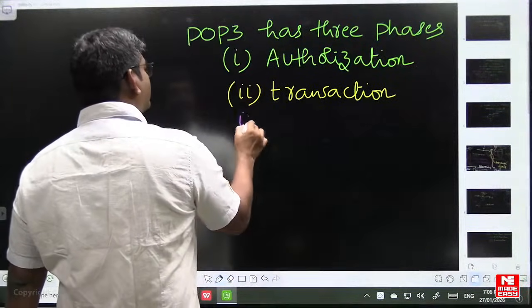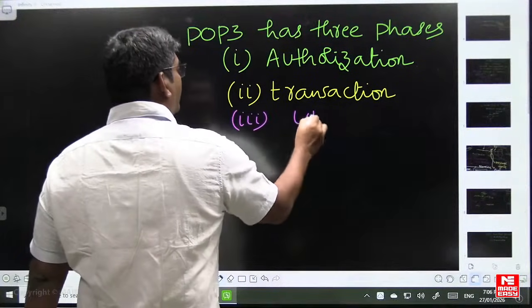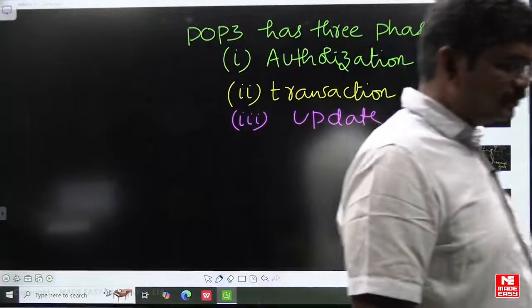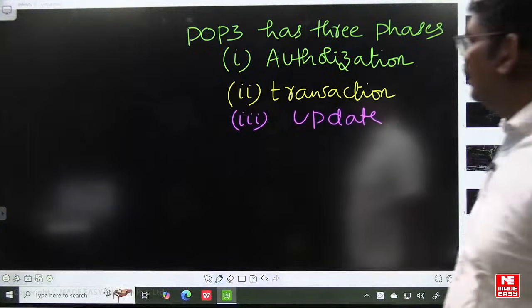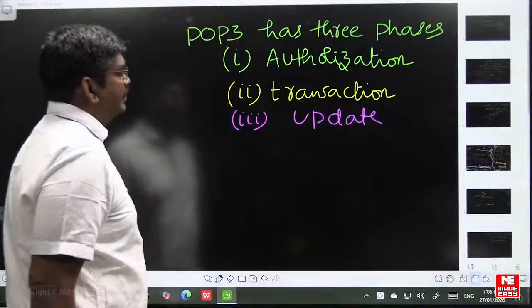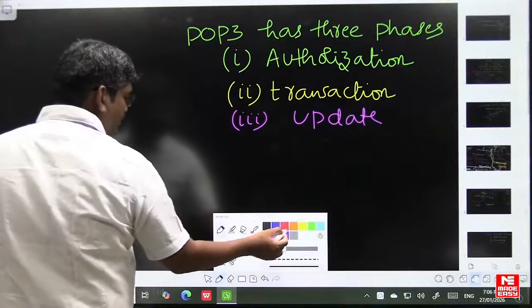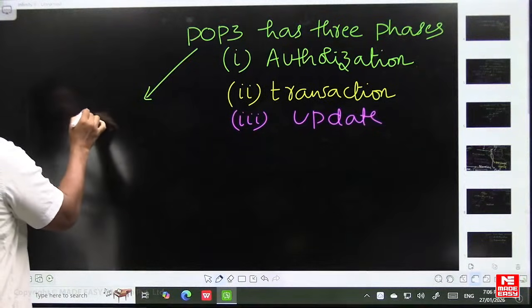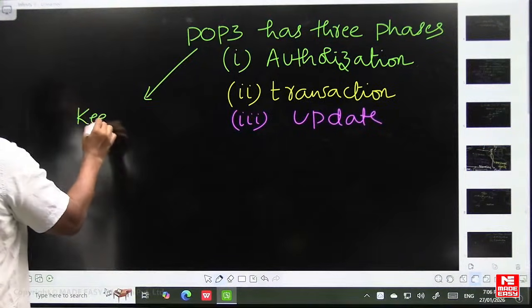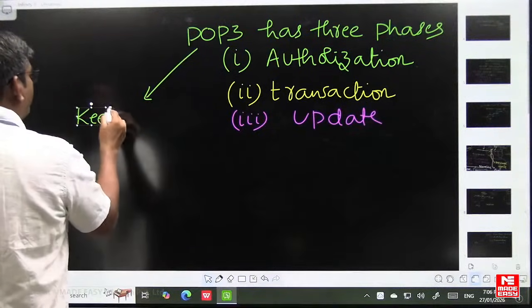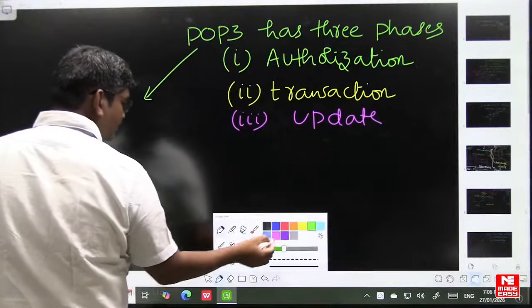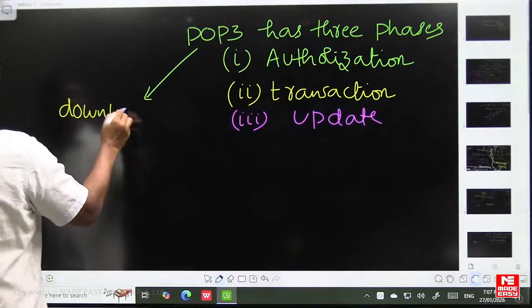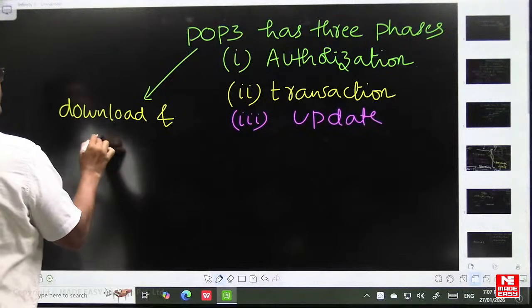Now in this, what is the third phase? The third phase is the update phase. Update. So now you can ask me, sir, what is this update actually? See, there are some modes of operations you can say. In this POP3, there is one mode called the mode of operation. Some mode like download and delete mode, you can say. Download and delete mode.